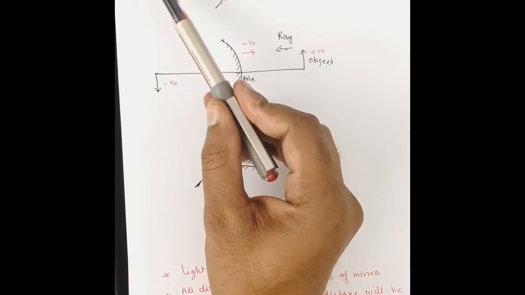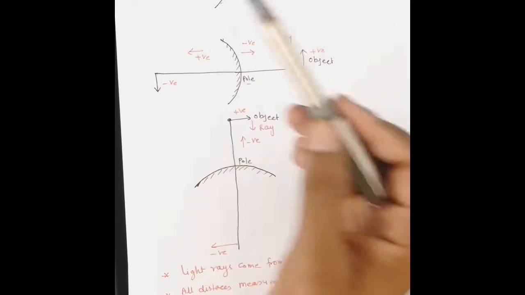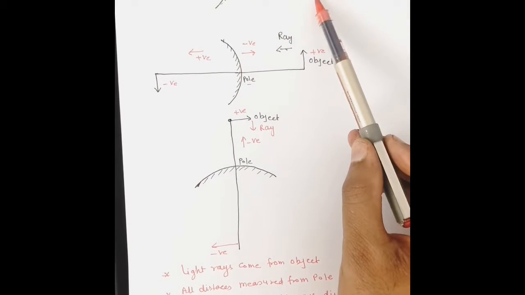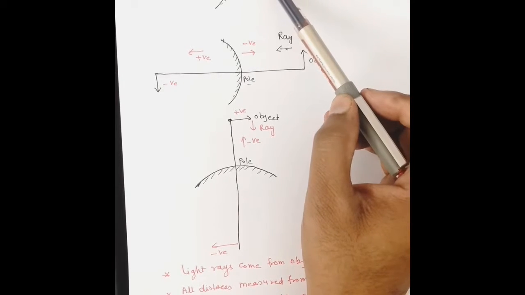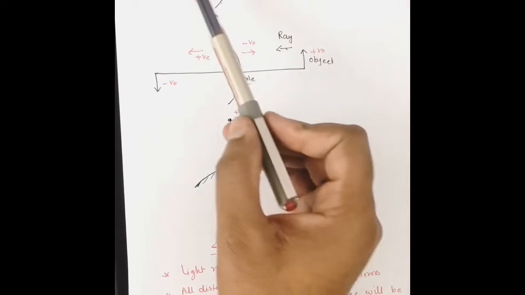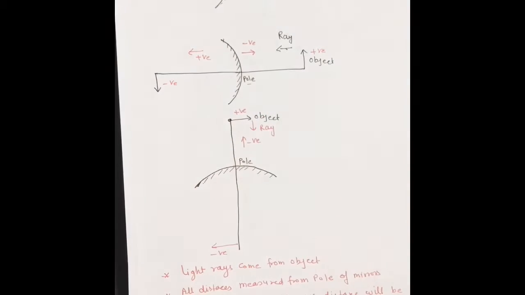Height above the principal axis, positive. Height below the principal axis, negative. Clockwise angle, we take positive, just like this one. And anti-clockwise angle, we take negative. Now we'll try to apply this sign convention in this one.